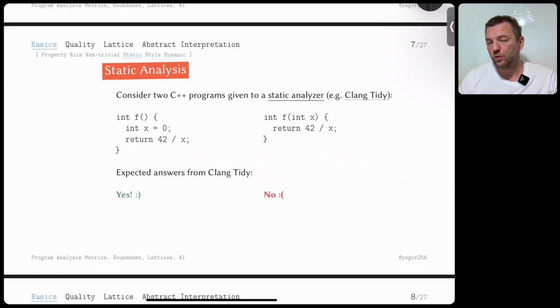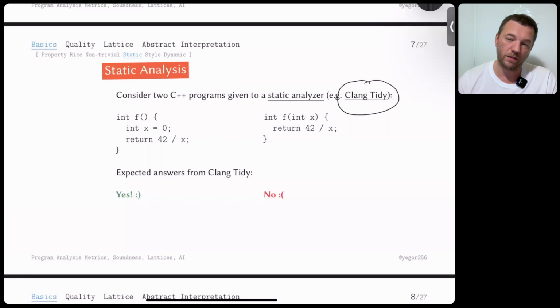So if you give these two programs to Clang-Tidy, a static analyzer, Clang-Tidy is a quite popular open source static analyzer for C and C++ code. You can download it yourself, install it, and try to use it. And if you give the program on the left or the program on the right to Clang-Tidy, you're going to get two different answers.